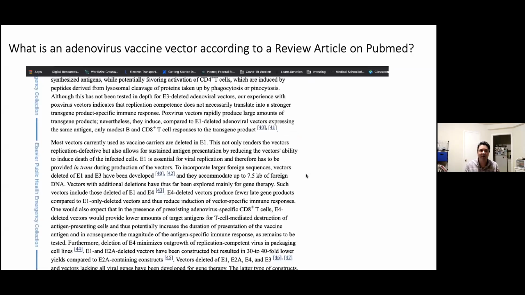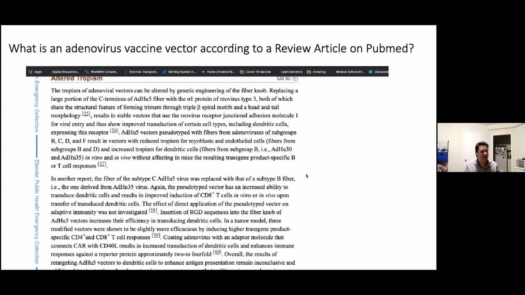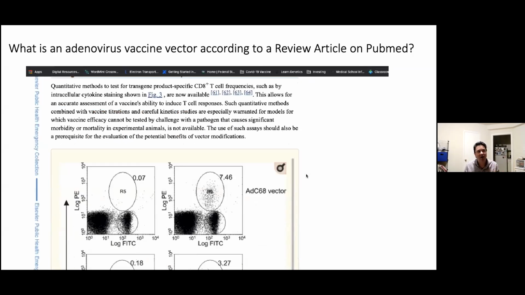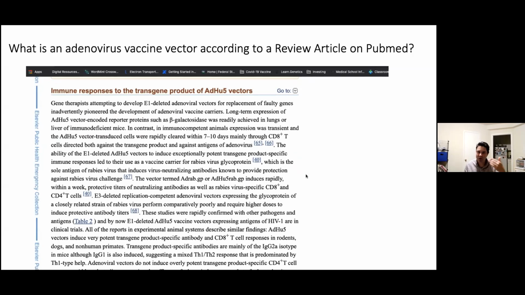So you can become an expert on adenoviral vaccine vectors just by going to this review article. So if an original piece of data that you are studying doesn't make sense or you need more context behind it, you should use a review article.